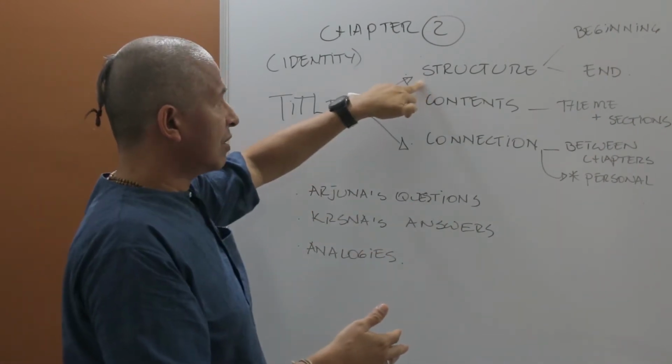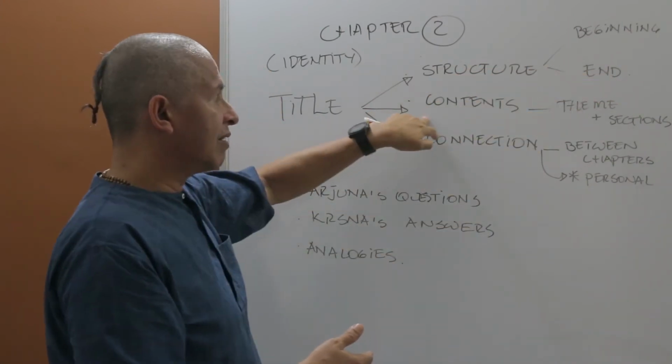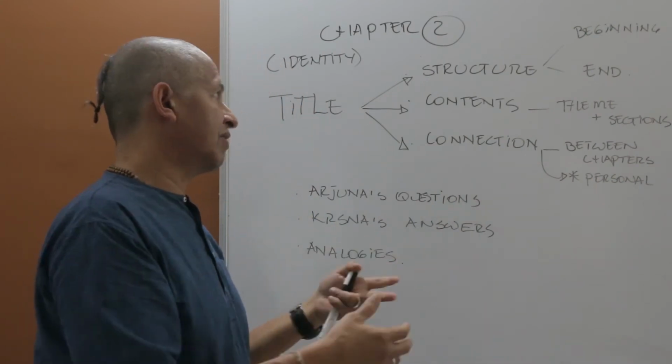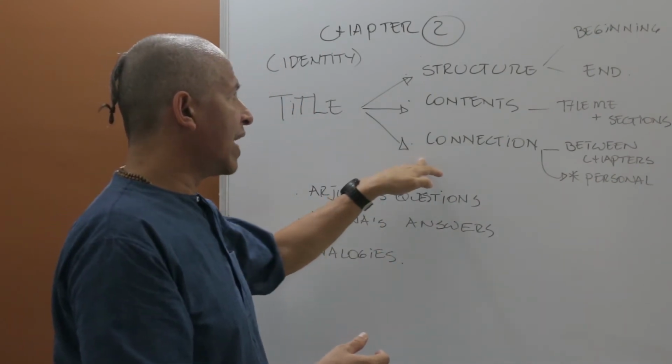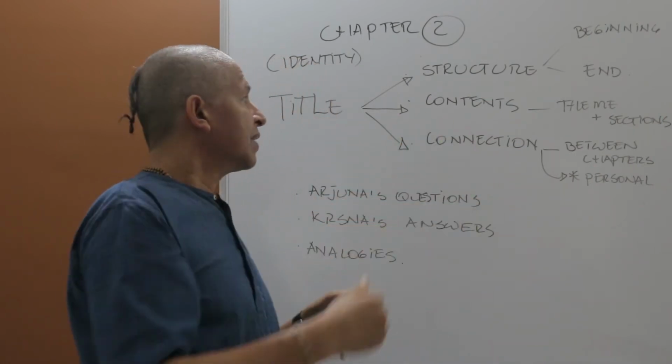So we have the structure: how it begins, how it ends, how long the chapter is. The contents: what is the main theme, the prevailing topic that is presented by Krishna. And what is the connection between the different chapters, so you have a sequence, right?